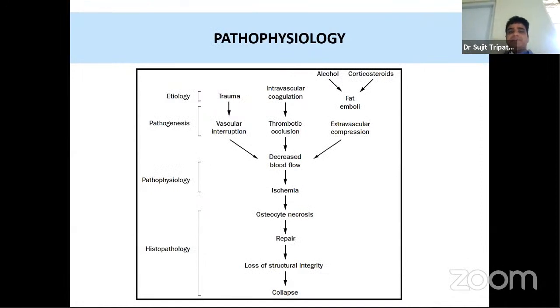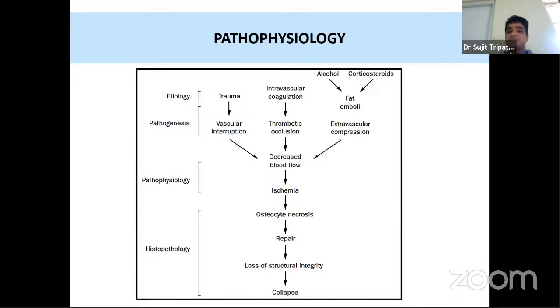Coming to a little bit about the pathophysiology, because unless we discuss the pathophysiology, we cannot understand the mechanism of the drug action here. Broadly it can be classified into two types: traumatic and non-traumatic or atraumatic. In the traumatic, it is a direct vascular interruption that causes decreased blood flow to the femoral head. Whereas in the atraumatic, causes like alcohol and corticosteroid cause either fat emboli or intravascular coagulation. They can block the vessels, particularly the venous blood vessels.